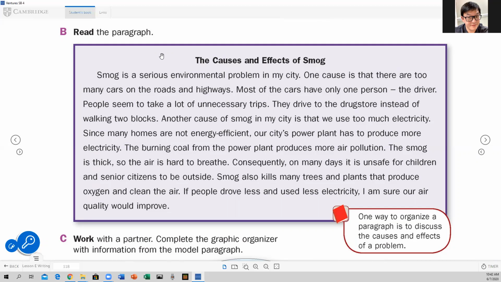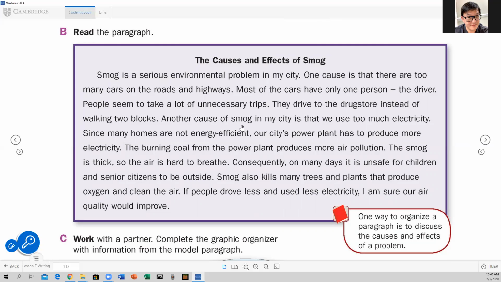The causes and effects of smog. Smog is a serious environmental problem in my city. One cause is that there are too many cars on the roads and highways. Most of the cars have only one person, the driver. People seem to take a lot of unnecessary trips. They drive to the drugstore instead of walking 2 blocks.